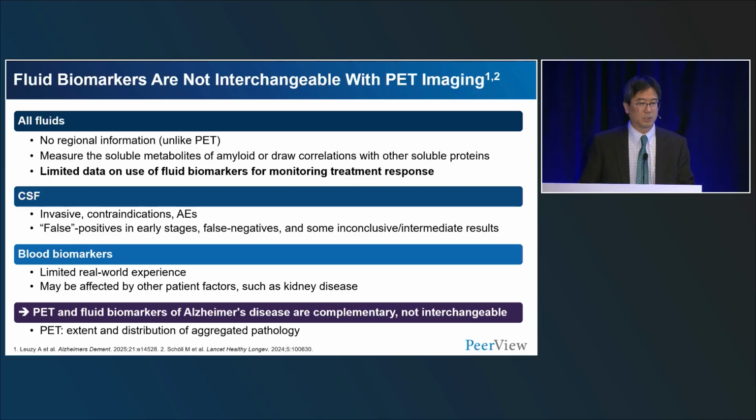The blood biomarkers, while certainly increasing in data, still have limited real-world experience and may be affected by other patient factors such as kidney disease, which would affect obviously the clearance from the blood. And specifically again, for treatment and treatment response, still limited experience in PET and fluid biomarkers. This is my opinion and shared by a lot of people, that they are complementary really, okay? They will be used together already and being used more in the future, but they are not interchangeable.